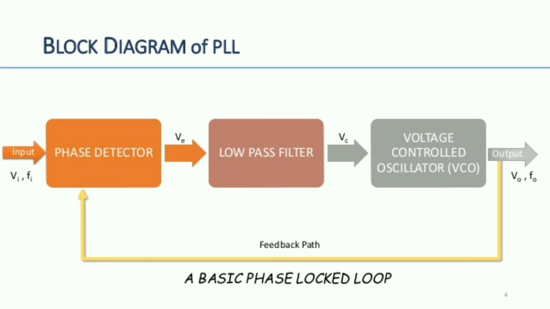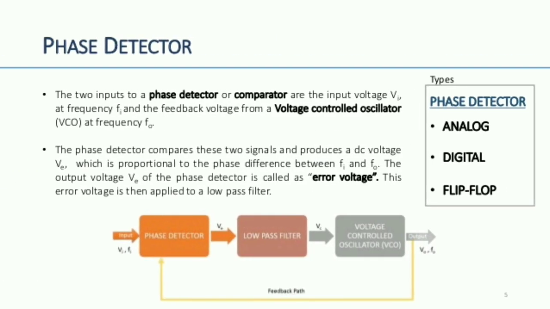Next we'll discuss one by one what exactly the phase detector is, what the low pass filter is, and what the voltage controlled oscillator is. First we'll start with the phase detector. There are various types of phase detectors we can use. It may be of analog type or digital type. Sometimes a flip-flop is also used to detect the phase of the signals.